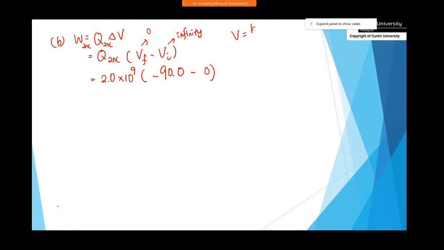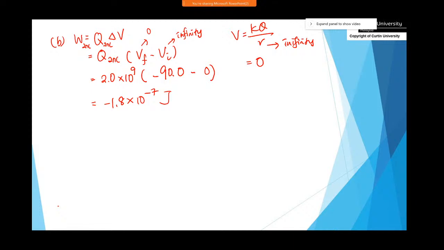How do we know? kQ over r. When your r is infinity, in the limit, anything divided by infinity will be equal to 0. So you get negative 1.8 times 10 to the power of negative 7 joule.